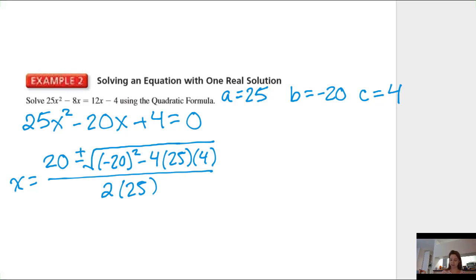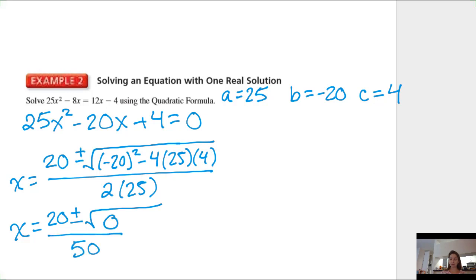Plugged it in. Now I'll simplify. X equals 20 plus or minus the square root. And I put this in my calculator with the parentheses exactly where they are. And I got 0 over 50. Square root of 0 is 0, and 20 plus or minus 0 is going to be 20. So this is really 20 over 50, which can be reduced to 2/5.